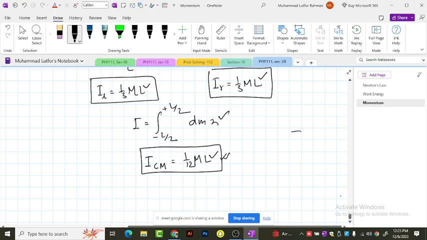So let's say you have a disc which has mass m and radius r. Then its moment of inertia through the center of mass would be half of mr squared. But if you want to rotate about a point other than the center of mass, how are you going to find the moment of inertia? We'll talk about those things in the next class.